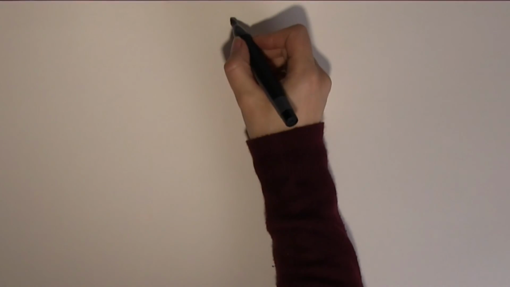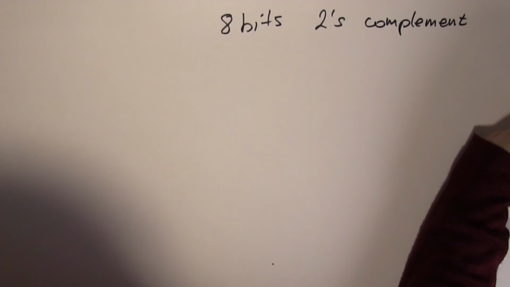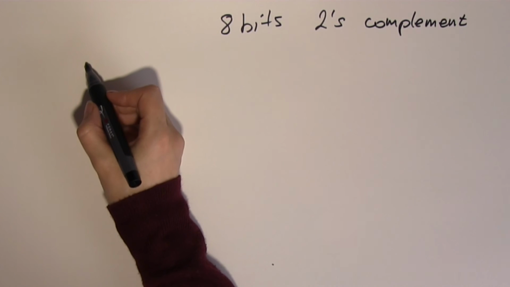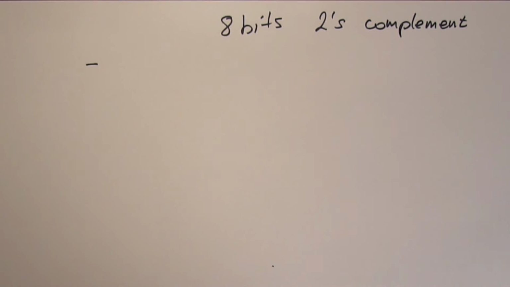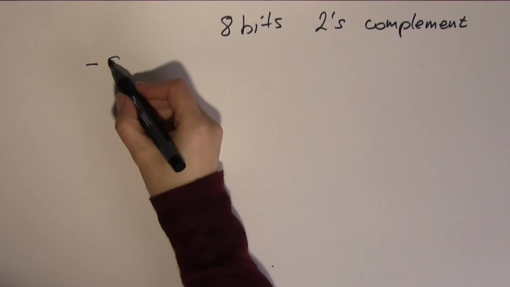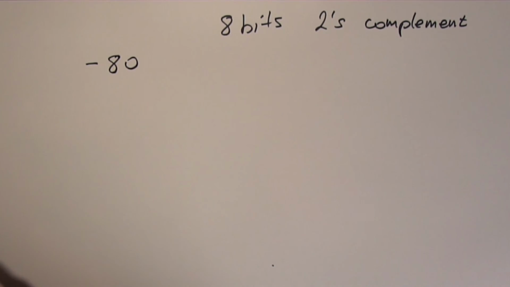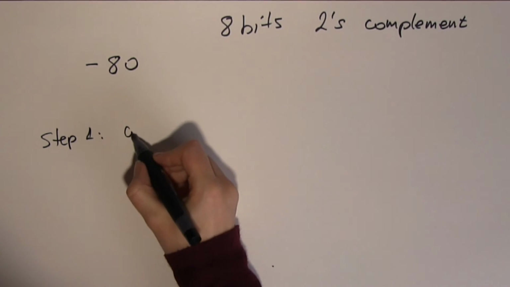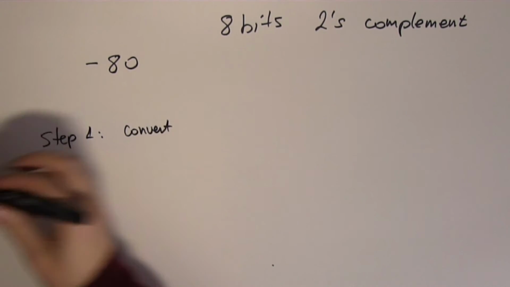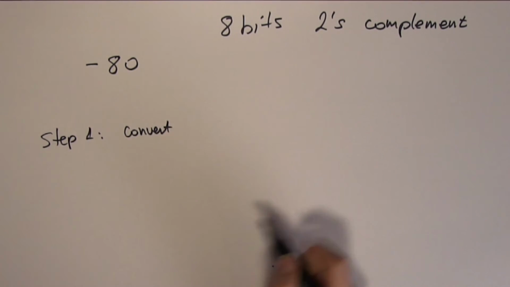Let's do one more example of the 8 bits 2's complement. Okay, let's do a negative number, because positives are quite easy, so it doesn't need too much calculation. Let's do something like minus 80. Okay, again, step 1, we just need to convert it. Again, use the place values.